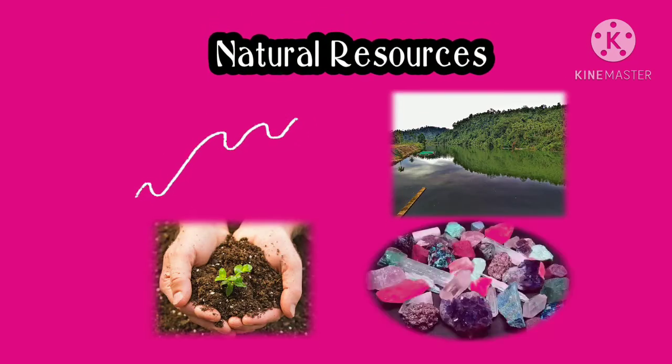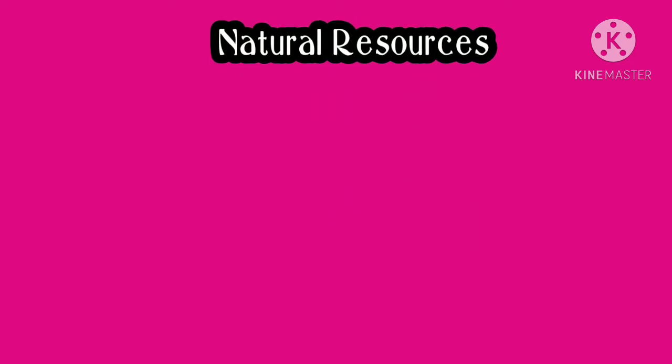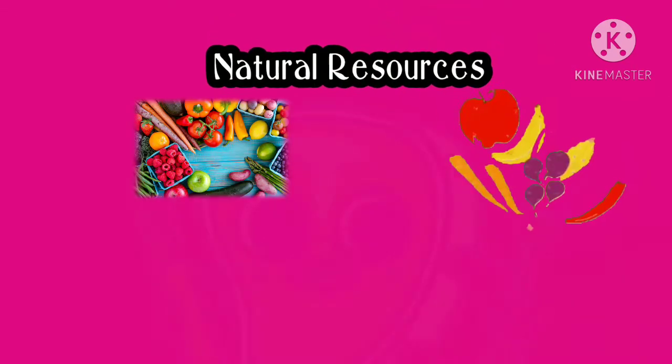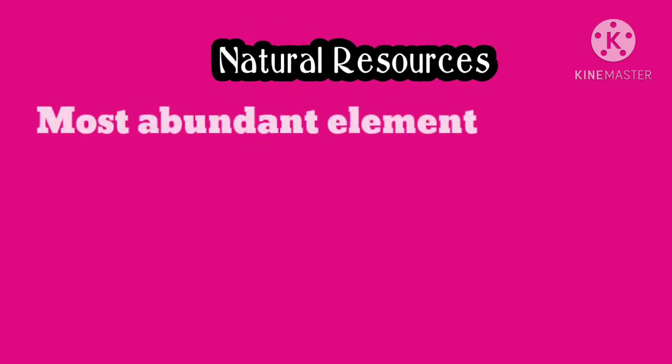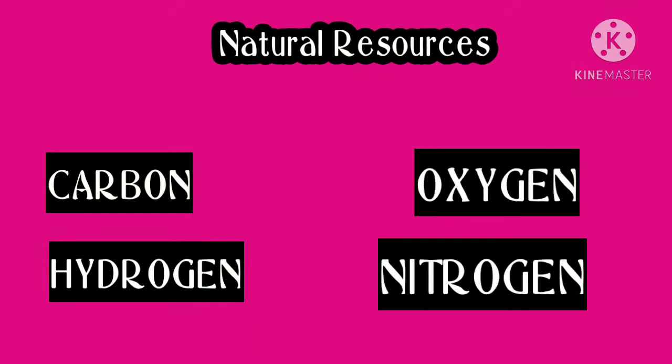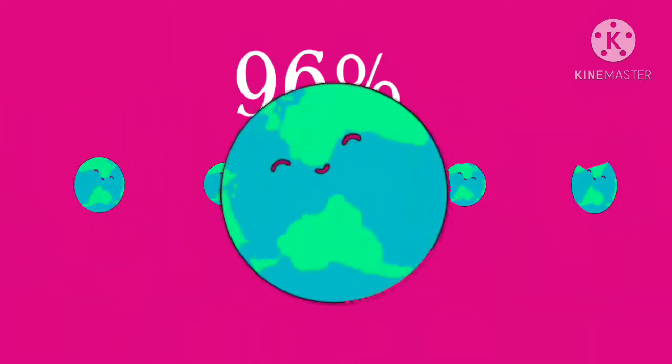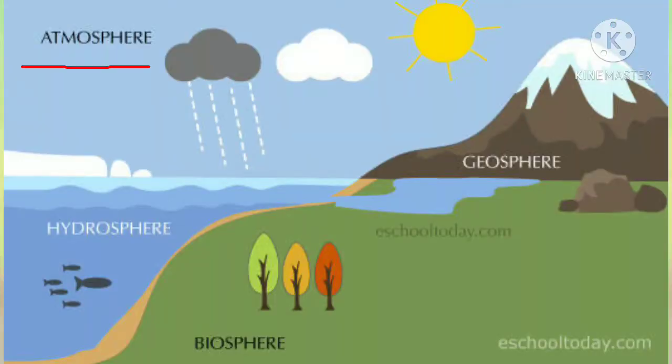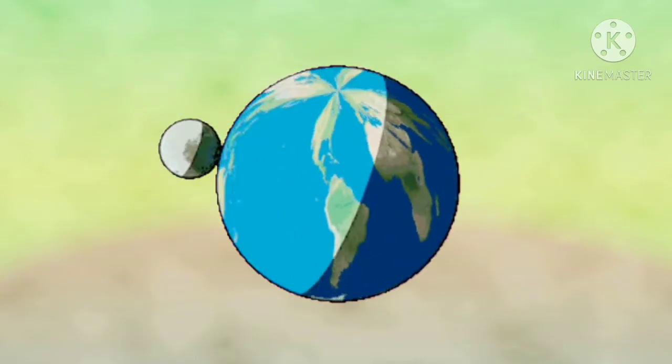Since we are talking about natural resources, the natural resources include air, water, soil, and minerals. Our environment provides us with a variety of goods that we need daily. The most abundant elements in our environment are carbon, hydrogen, oxygen, and nitrogen, which cover 96% of the Earth's surface. The resources on which mankind is dependent are provided by various sources or spheres. They are the atmosphere, hydrosphere, lithosphere, and the biosphere.